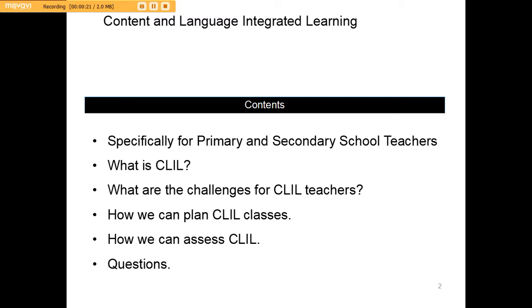Well, what we're going to look at today is some of the contents here. We've got CLIL, specifically for primary and secondary school teachers. We're going to look at what CLIL is, what are the challenges for CLIL teachers, how we can plan CLIL classes, how we can assess CLIL, and then, well, questions, you can type them below as usual.